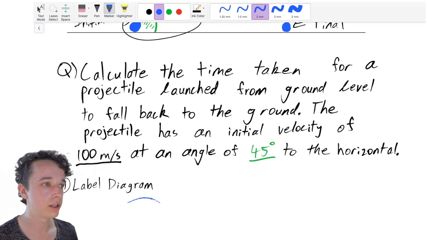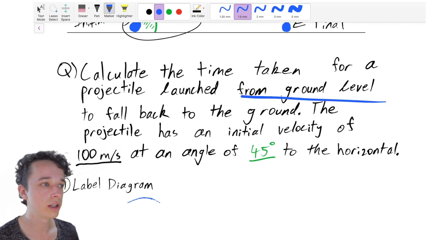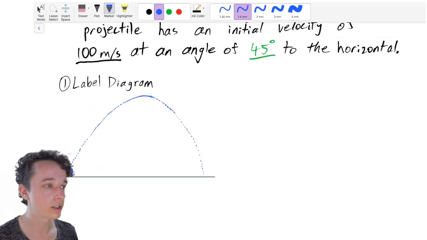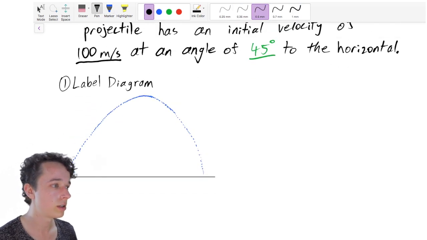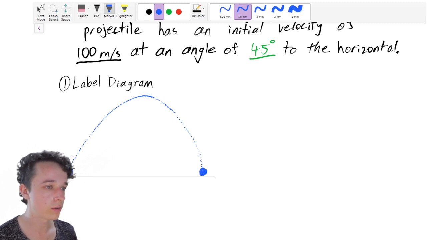Notice how the question said, calculate the time taken for a projectile launched from ground level to fall back to ground level, fall back to the ground, right? So that means it starts here. This is its initial position here, and it ends back at the ground level here. So this is its final position.